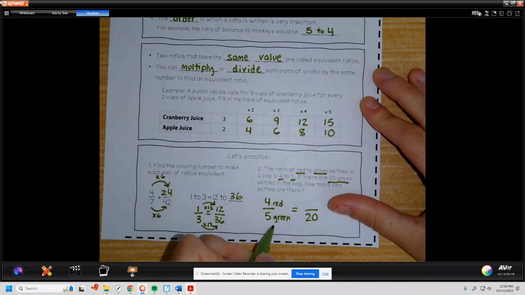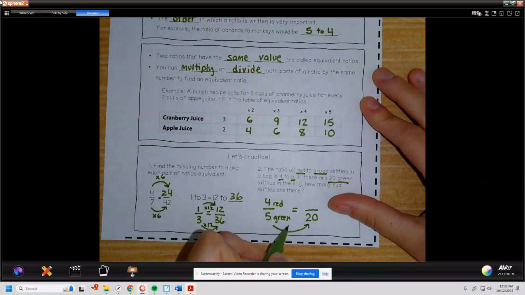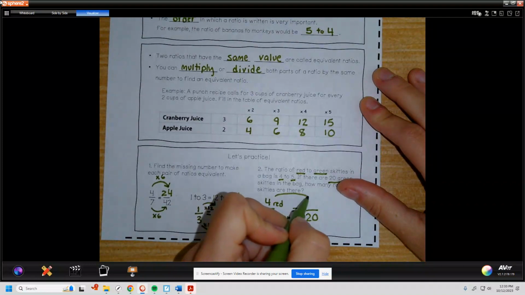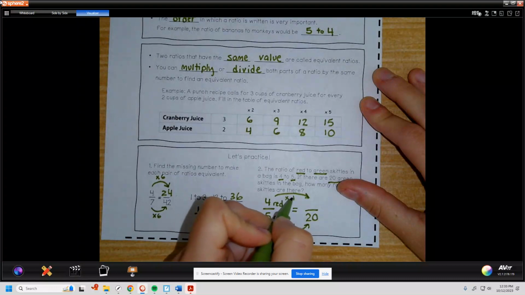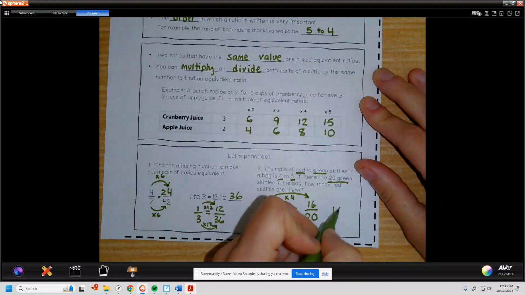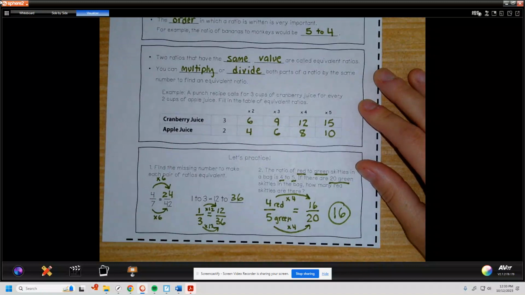So this is pretty simple. You can see that 5 times 4 is 20. So then 4 times 4 would be 16. So there would be 16 red Skittles.